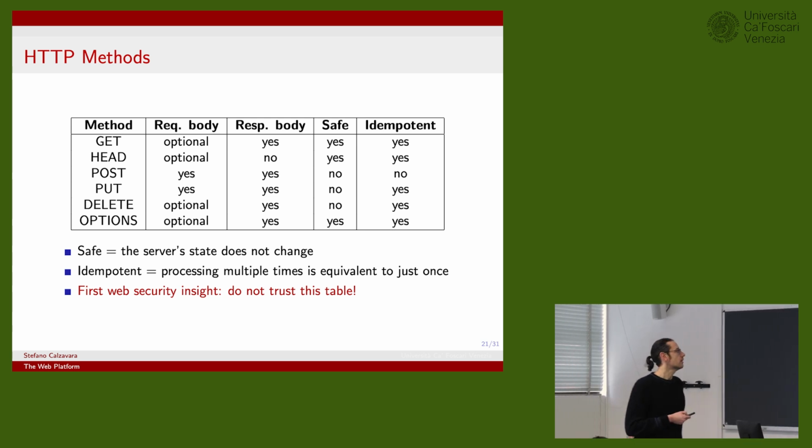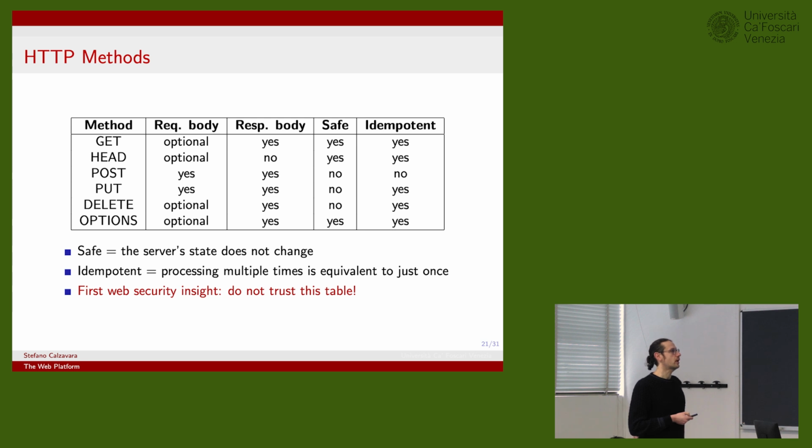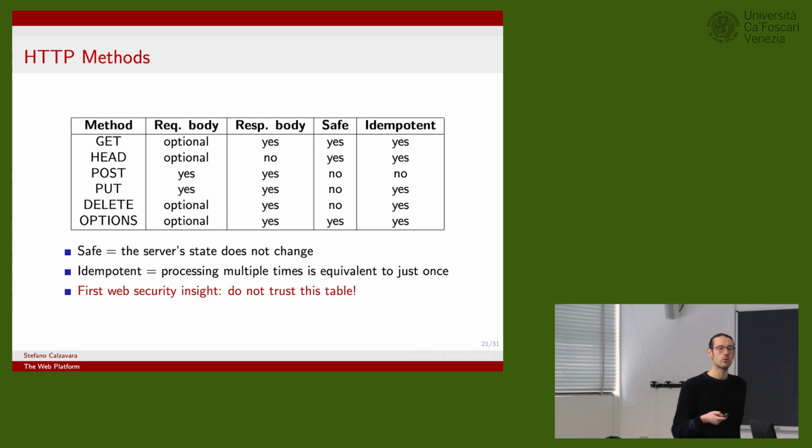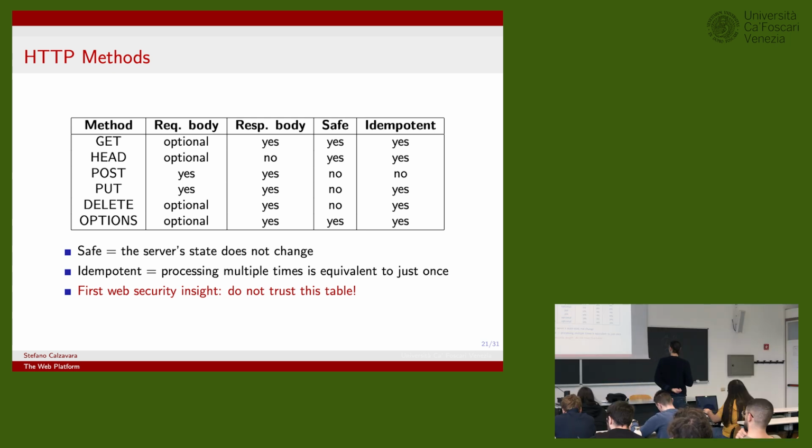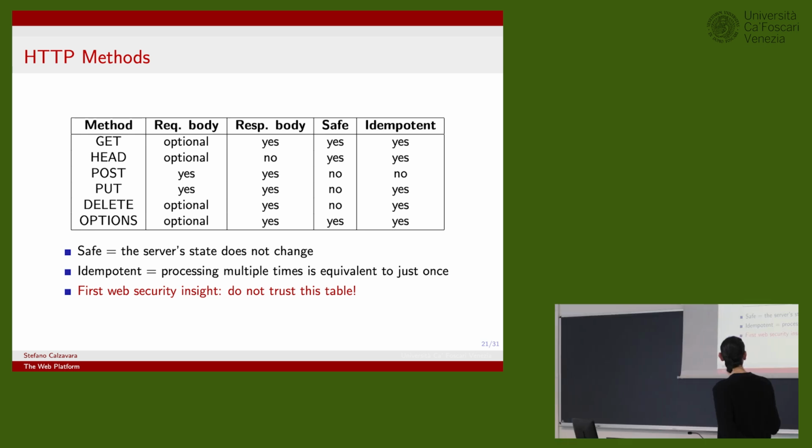What does it mean? Safe means the server state does not change. So if you think about the semantics that we discussed, the get method is safe because it reads from the server. So it is not supposed to modify the state of the server, and similarly for the head method. While methods like post, put, and delete, for sure, are not safe. Because in one case, you upload a file, in one case, you delete a file, and in another case, you ask the server to process data. For example, add something to the shopping cart. So these are not safe.